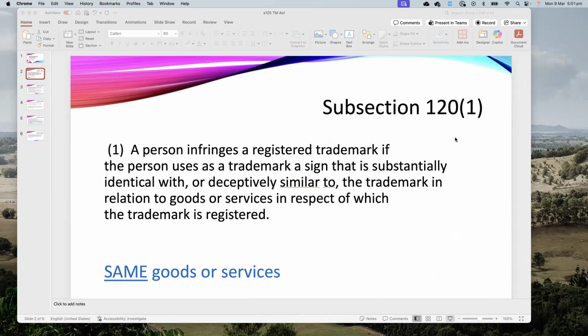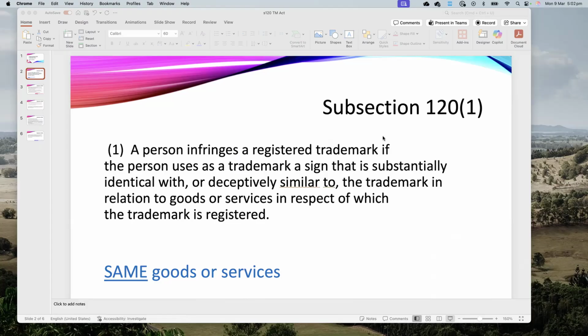So let's stick to cosmetics. Is it face cream and face cream? Or is it beautician services and beautician services? It has to be the same goods or services for both the registered mark and the potentially infringing mark. This is when you apply subsection 1.